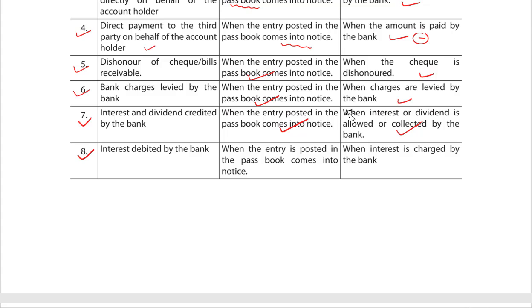Point number 8, interest debited by the bank. Whenever the bank debits or charges the interest, the entry is made in the passbook. But when the entry posted in the bank passbook comes to the notice of the customer, at that point of time he will make the entry in the bank column of the cash book. I believe all of you are clear till here. Let us continue.